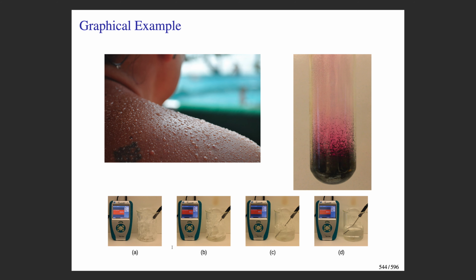Here are some graphical examples of phase transitions. When our bodies sweat, the liquid evaporates into the atmosphere. That's an endothermic process, and that's what helps you stay cool. Over here we've got some iodine crystals, these solid purple crystals, and you can see the purple vapor above the solid, so this is sublimation. This is also an endothermic process. And then the panels down here denote the melting of ice. You've got ice at negative 12 degrees. At 0 degrees you have an equilibrium between ice and liquid water. And at higher temperatures the liquid phase is stable. This is also an endothermic process when you melt the ice.